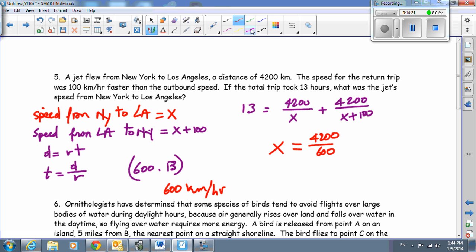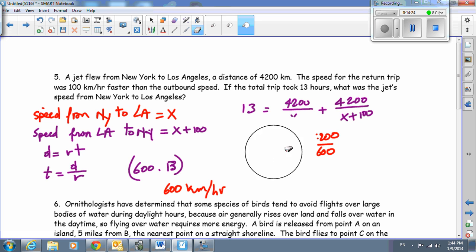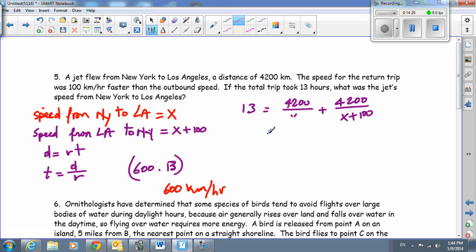So instead of doing this, look what I will do. I will start by saying 4,200 is equal to rate times the time. But I actually don't need to go any further because I found X already. This is it. That's all you need to know.